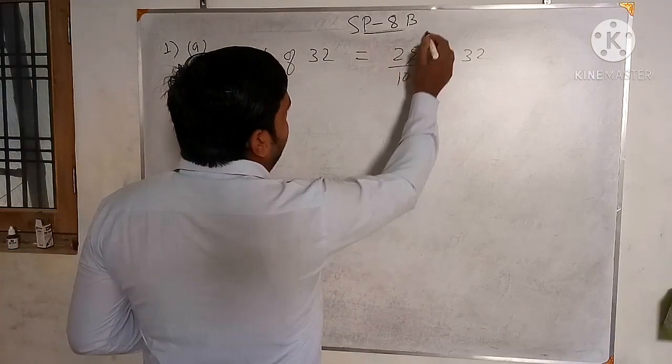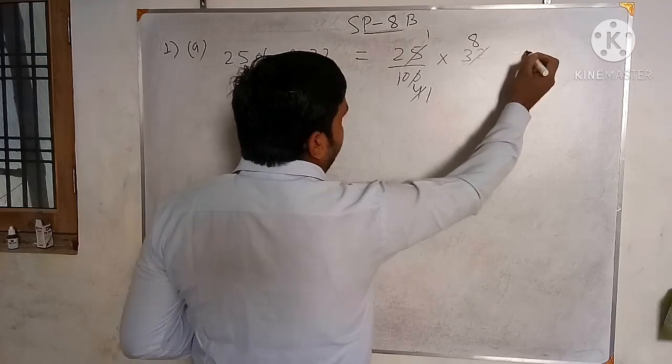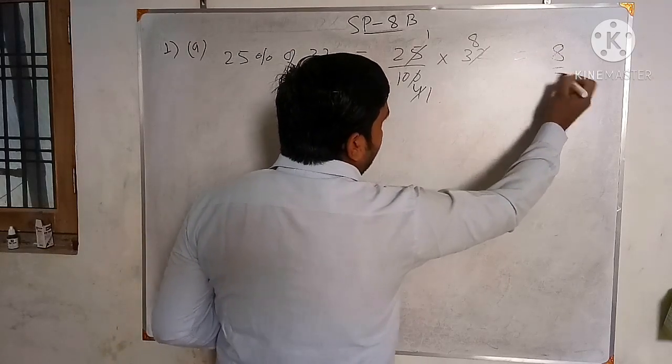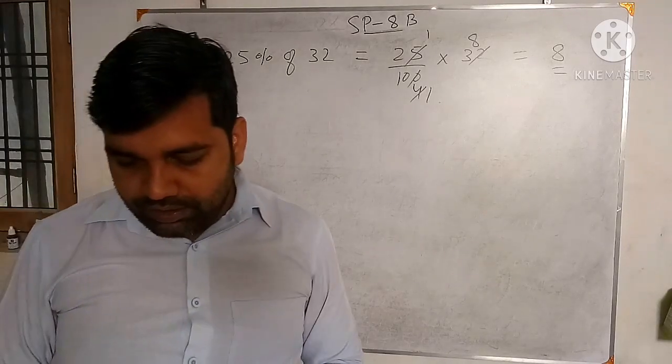25 ones are 25, 25 fours are 100, and 4 ones are 4, 4 eights are 32, so we get 8. So 25% of 32 is 8. Similarly, you do question B.